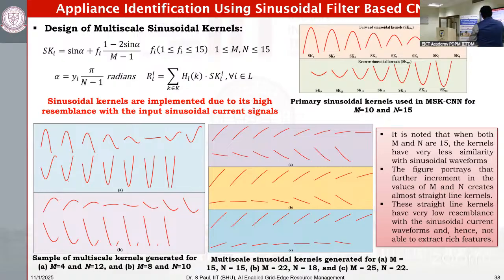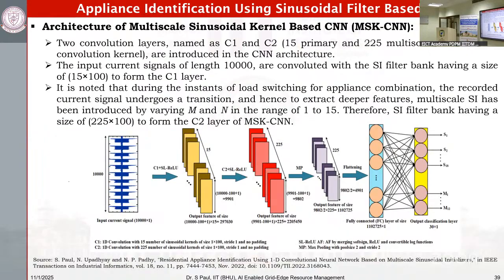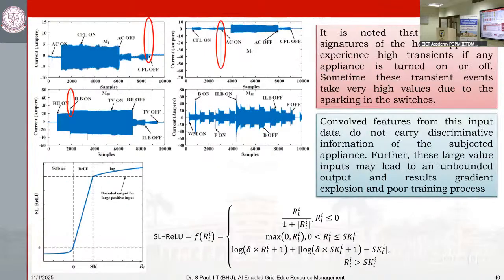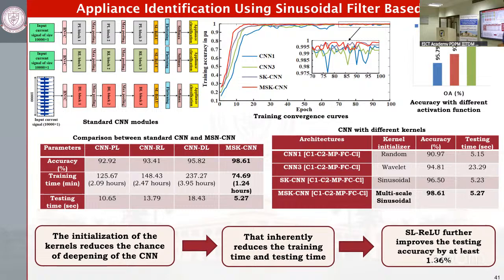Your sinusoidal signal, you can see, actually looks like your current data. And if you superimpose them, even without a very deep architecture, with only two convolution layers, you can get 98% accuracy. But for the same layers, if you use that wavelet filter, how much accuracy are you getting? 94%.